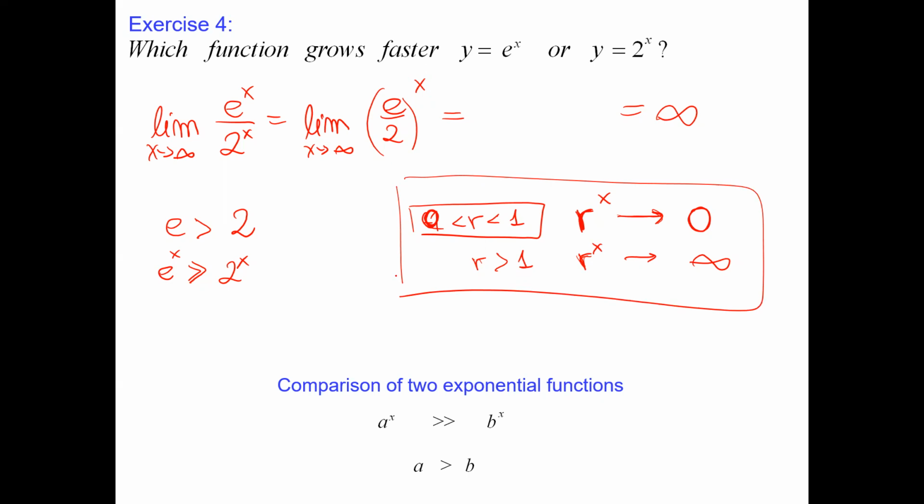But this is just a different, more algebraic approach. We know that if the base is greater, the entire exponential function grows faster. And that's it. That means, yes, this is, of course, infinity, because e to the x grows faster than 2 to the x. Okay, we have another comparison.